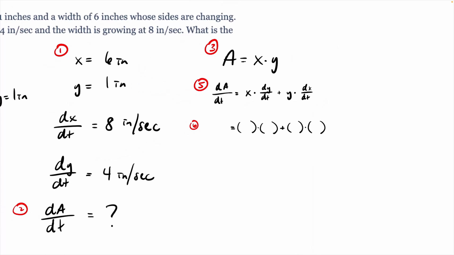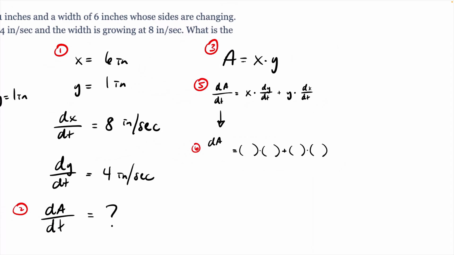Plug in and solve. So what is dA over dt? What is the number they've given us for dA over dt? We don't know, so we'll leave that blank, or we'll just leave it dA over dt. What is the value they gave us for x? 6 inches, right? So we'll put 6. It's inches. We'll come back to units later.